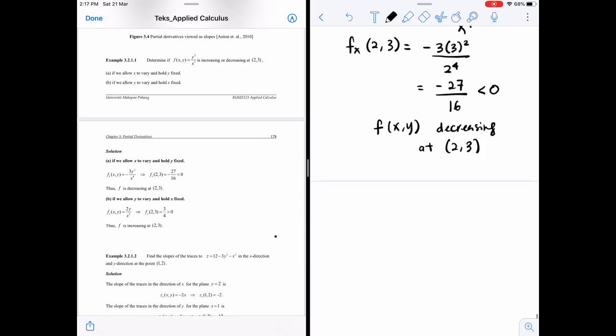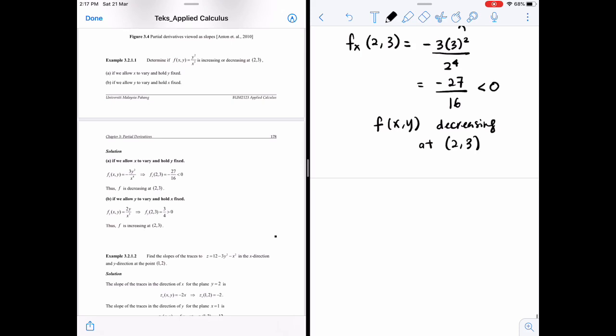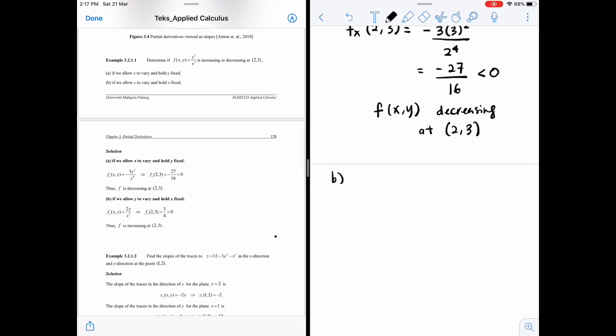So for question B, we need to check whether this function is increasing or decreasing at point (2, 3) if we allow y to vary and hold x fixed. That means we need to find the partial derivative of f with respect to y and consider x as a constant. So now we have f(x, y) equal to y squared times x to the power of negative 3.